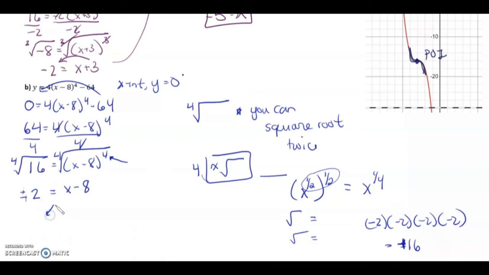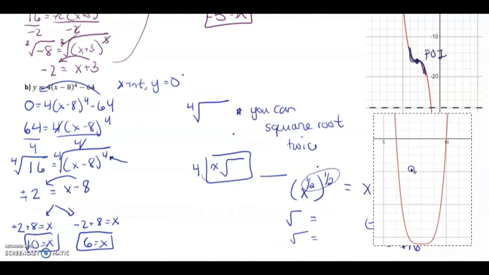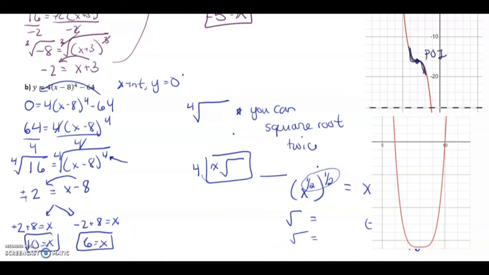So here are the 2 possible solutions. We're going to bring over the -8. We're going to have +2 plus 8, and then we're going to have -2 plus 8. Okay, so we're going to have 2 x-intercepts. They are going to be 10 and 6. And if we were to take a look at that graph, we do have the graph of a quartic function, and we go through 6 and we go through 10.